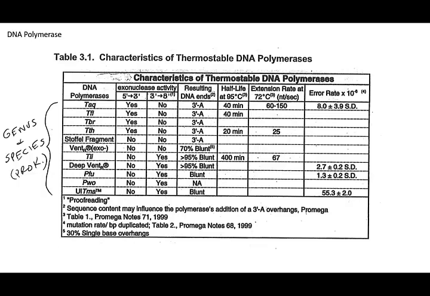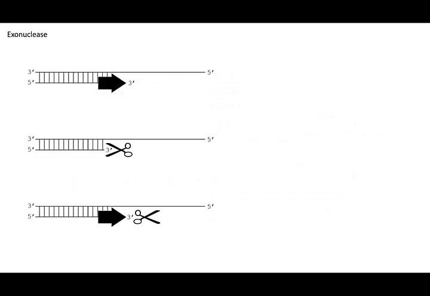Okay, we have a lot of information in this table, but what we're going to focus on initially is the exonuclease activity of these different polymerases. So DNA polymerases, some have different exonuclease activity. So what is exonuclease activity exactly? Exonuclease is the ability to remove nucleotides from the end of a strand. So exonuclease activity, you remove nucleotides from the end of a strand.